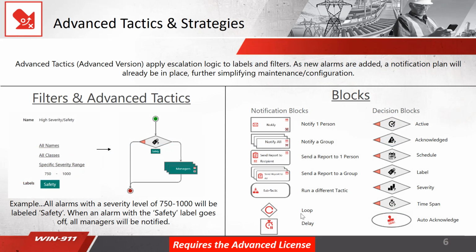In the previous example, I just showed you how to configure a callout based on time of days and notifying a group. You also have the option to make more advanced decision blocks. You have your label, severity, or time span decisions. In this example over here, we're making a decision based on safety, and then if it's a safety, we will contact the managers. I won't discuss everything on this slide, so if you'd like to have more information, please pause here before proceeding.